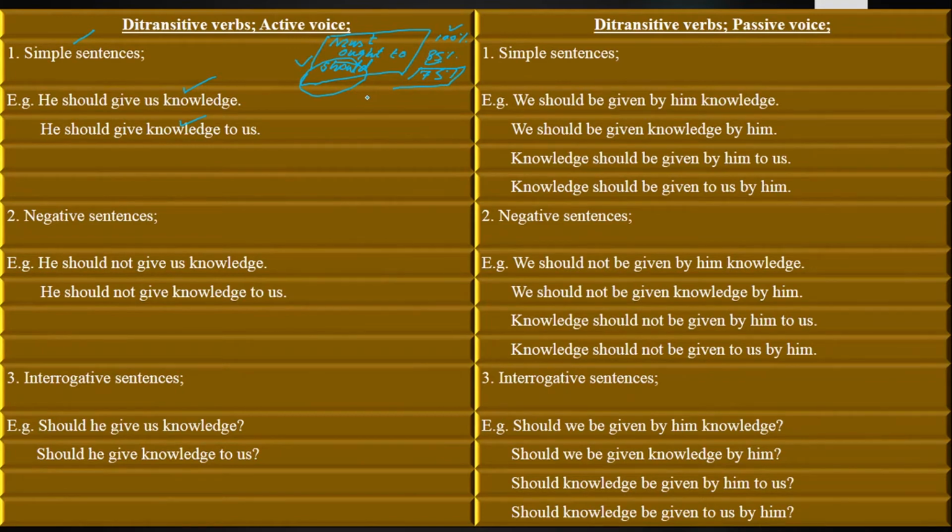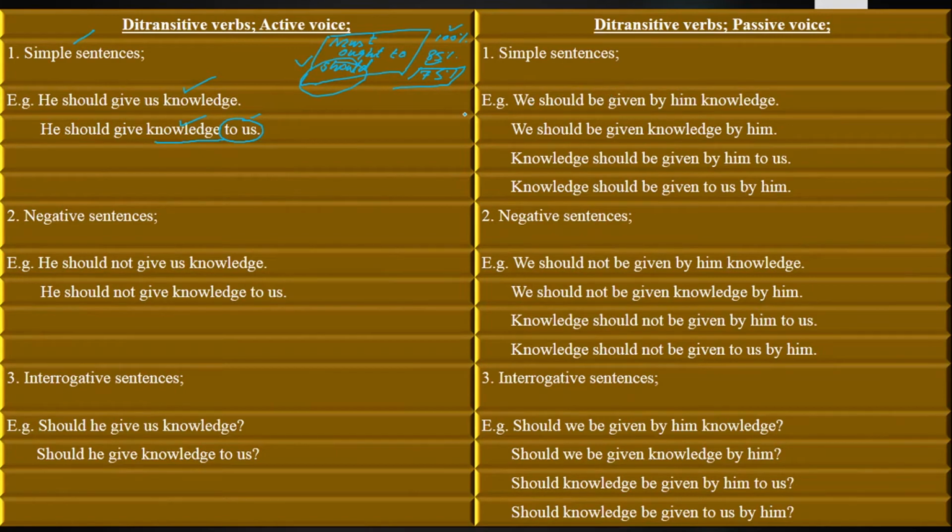And in the same way, as I told you, if you want to bring the direct object, meaning the non-living, at the beginning, you will be using a preposition with your indirect object, meaning your indirect object will be followed by a preposition. He should give us knowledge. He should give knowledge to us. And next, how we are going to change it from active voice into passive voice in four ways.